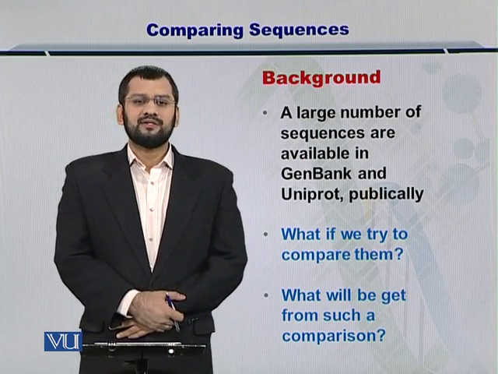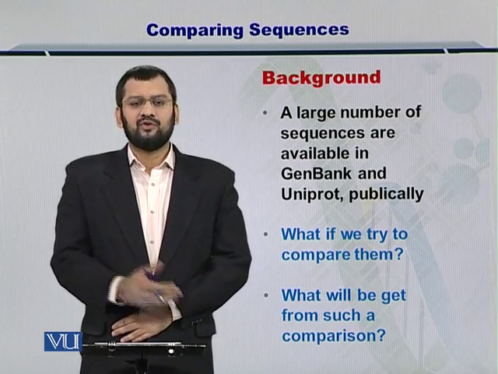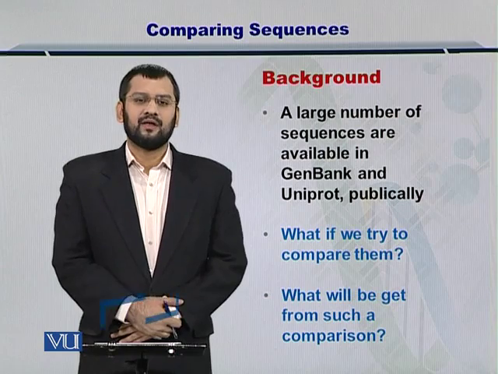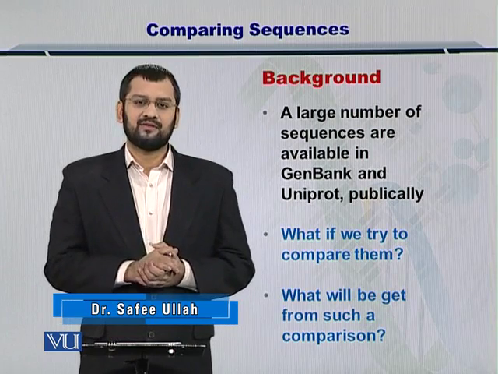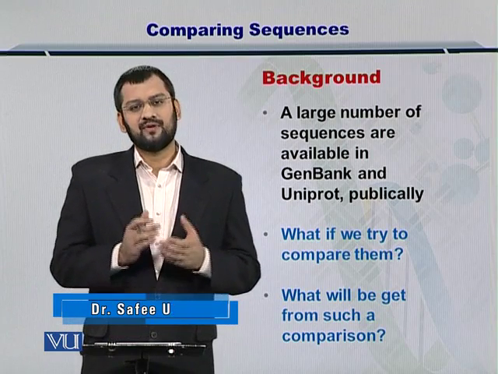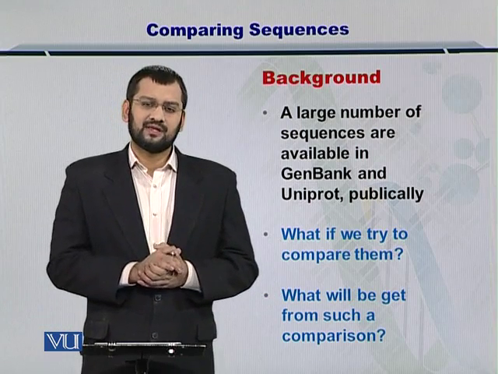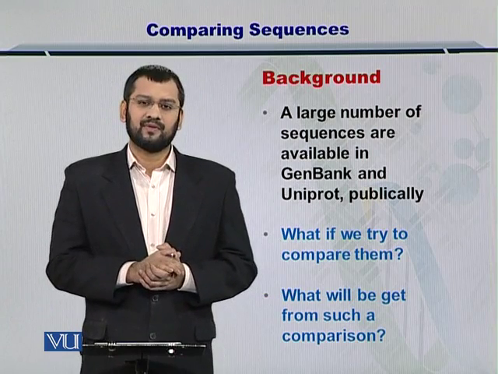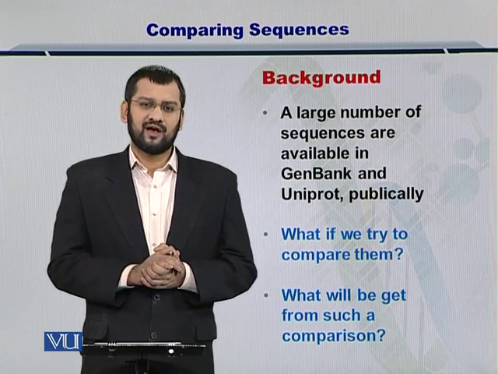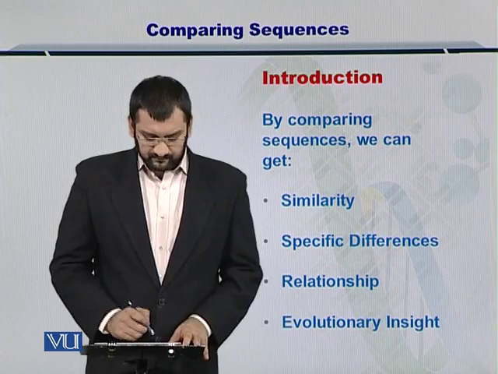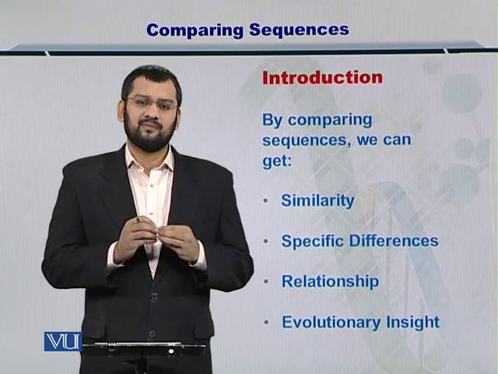You already know that there are a large number of sequence databases that are available online for you, and GenBank and UniProt are two of them. What if I ask you that you take two sequences from one such database and compare them? For instance, if I ask you to take two protein sequences and compare them, what information can this comparison lead us to? One obvious thing is that it can tell you how similar these two sequences are. Or it can also tell you which specific differences exist between the two sequences.